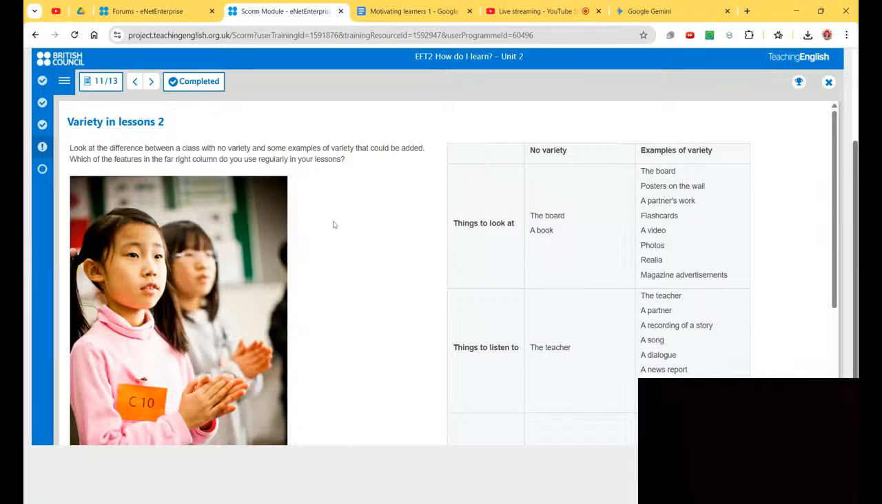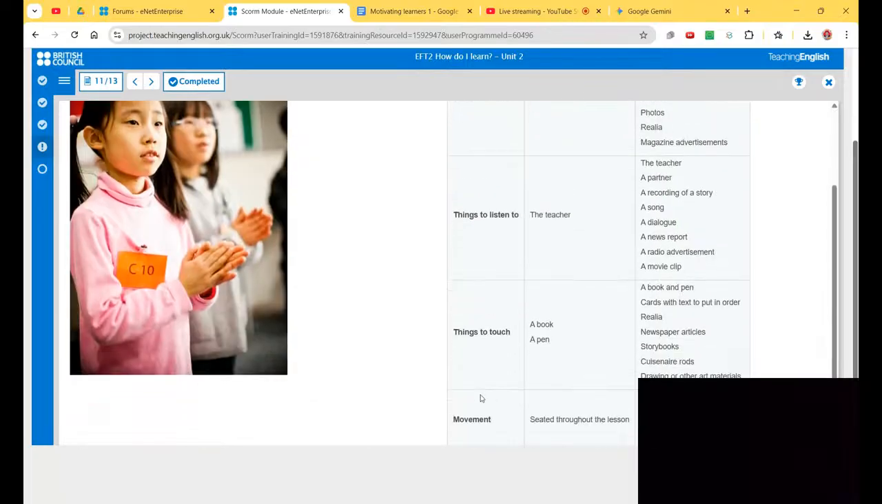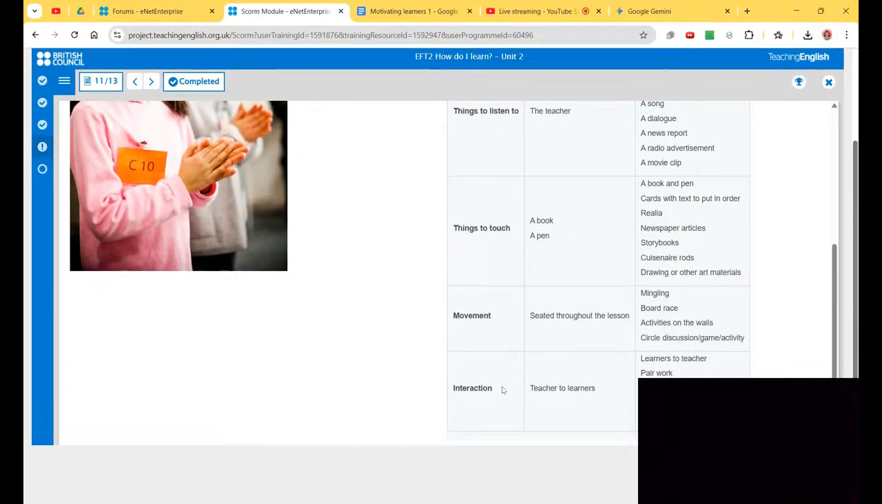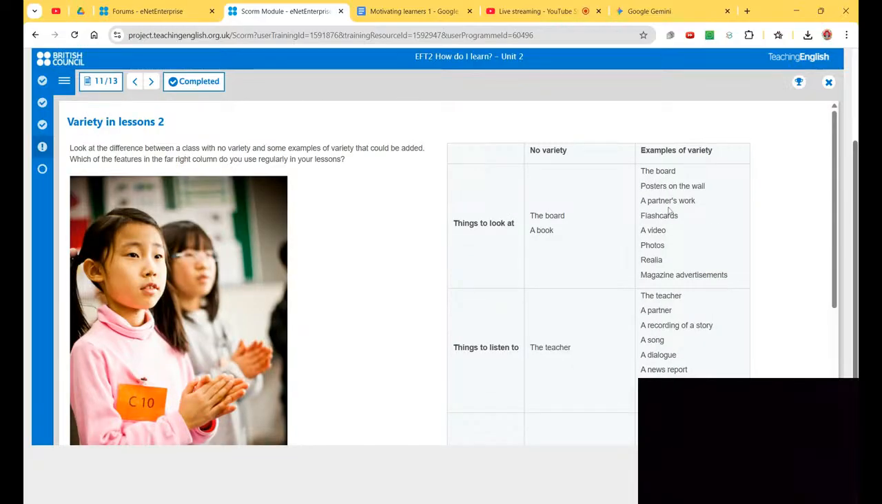Okay, nice. Variety in a lesson. Let's look at the difference within a class with no variety and some examples of variety that could be added. Without the feature in the far right column, do you circle in your lesson? Things to look at: the board, a book. Things to listen to: the teacher. Things to touch: a book, a pen. You see that throughout the lesson. Interaction, teachers to learners.